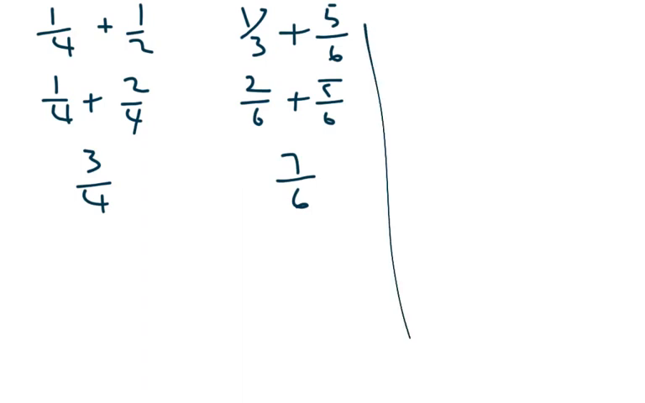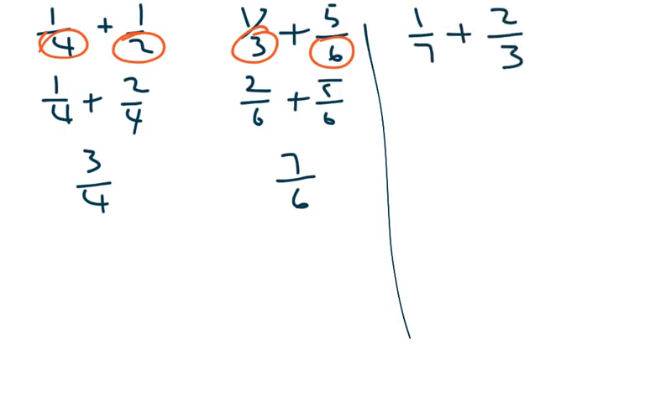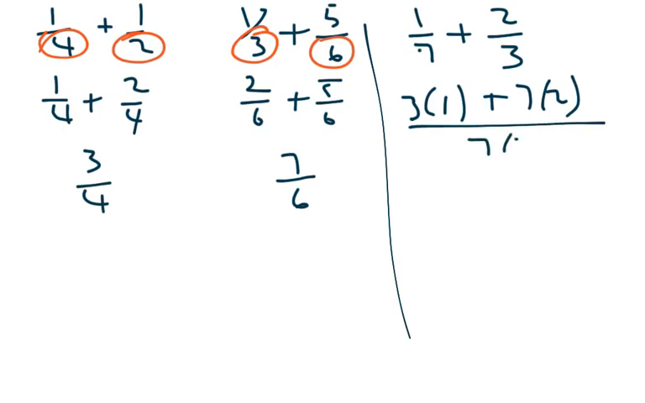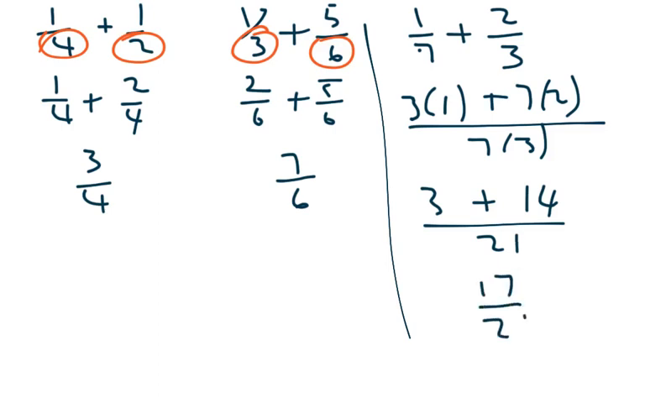Another way, mind you, in that case, you are relying on spotting the common denominators, like 2 and 4s and 3 and 6s. If you don't spot that, just say you've got something like 1 over 7 plus 2 over 3. One way that will always work is I multiply the 3 by the 1, plus the 7 by the 2. And I divide it by 7 multiplied by 3. So I'm making a denominator of 21. So to finish this off, I'm going to get 3 plus 14 all over 21, and that's equal to 17 over 21.